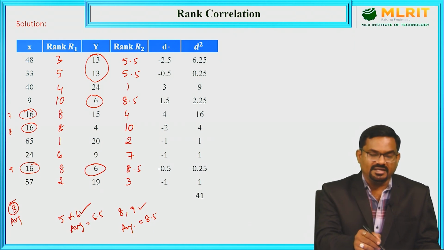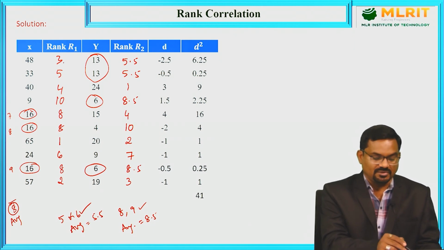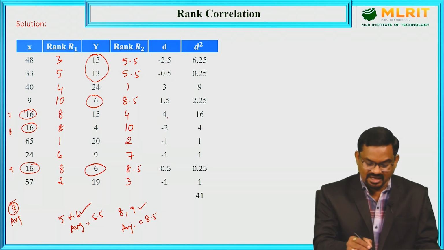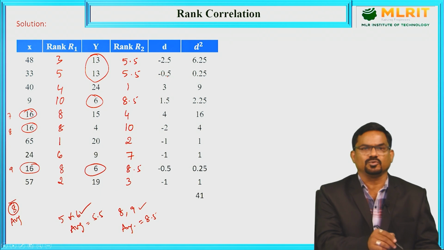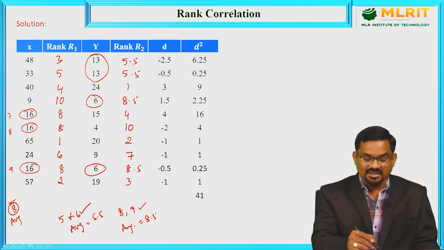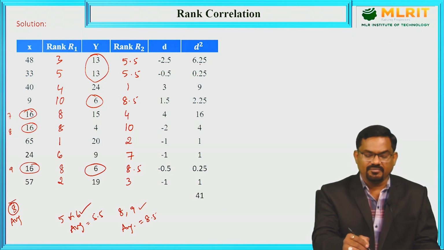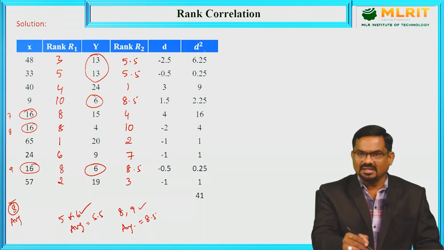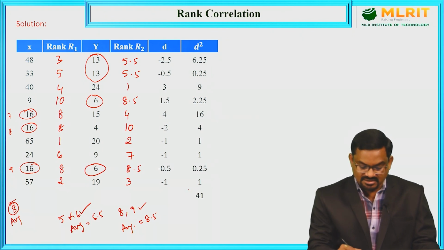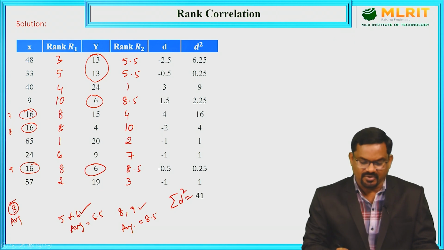Now find the difference between these two. So 3 minus 5.5 is minus 2.5, 5 minus 5.5 is minus 0.5, 4 minus 1 is 3. Like that we can find the difference between these two ranks, that means the difference between the values of column 2 and column 4. After that, square the values. So 2.5 whole square. And as this is the square of d, we will get all positive values. And this is the final total. Sigma d square is 41.